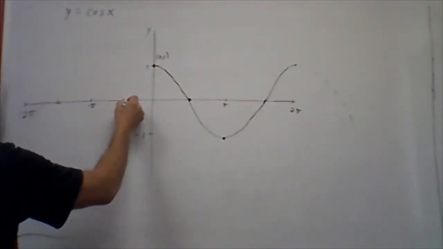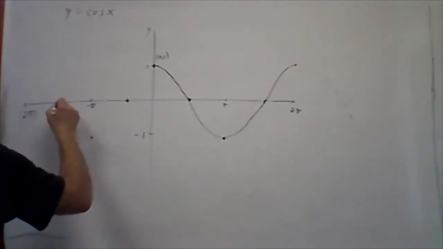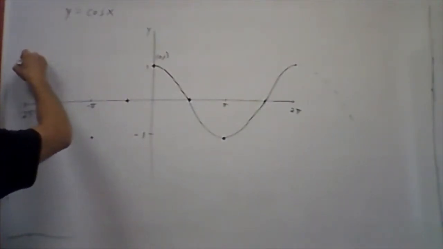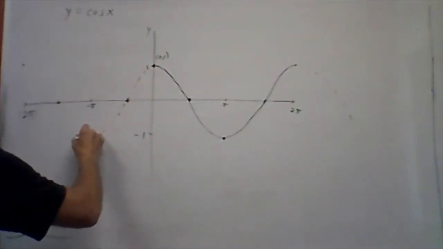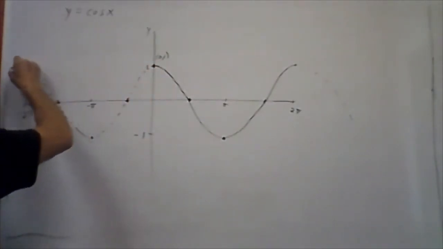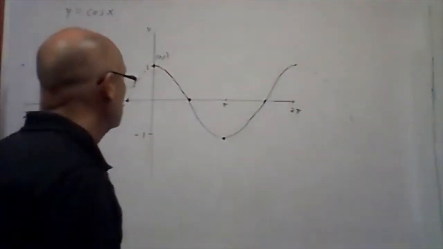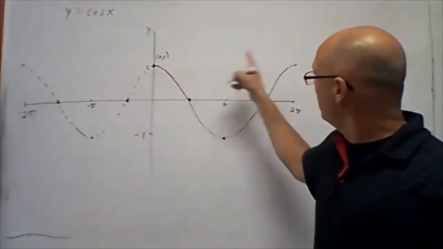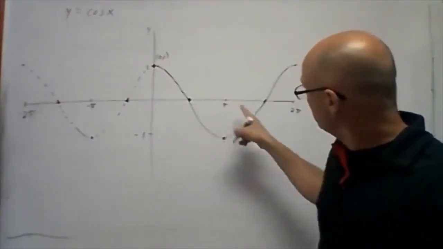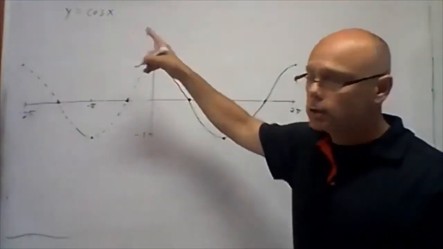And a similar thing happens over here. Goes through this point, goes through this point, goes through this point, goes through this point, and it looks something like this. All right, what I want to do is I want to label these points, these maximums here, this minimum, and these x-intercepts on my cosine function.